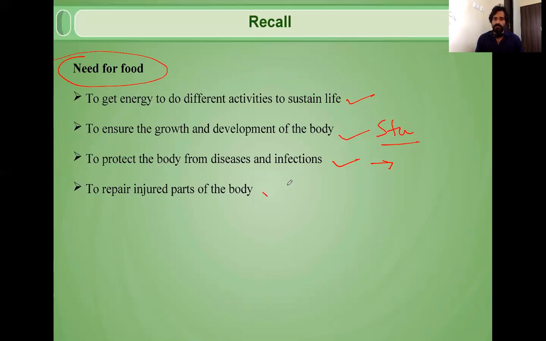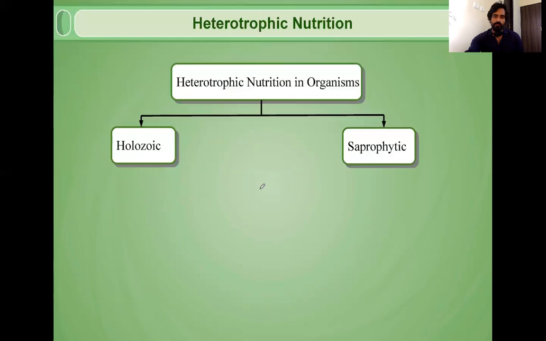And the fourth thing is, obviously we need to repair injured parts of the body, like when you get injured while playing. A malnourished person who is not getting good food, you'll realize the injured part is not healing for them. But if you are getting good food, the injured part heals very quickly. For them it takes lots of time. For you it is very easy. So that's why these four things, why we need food.